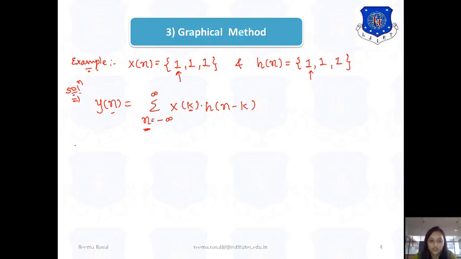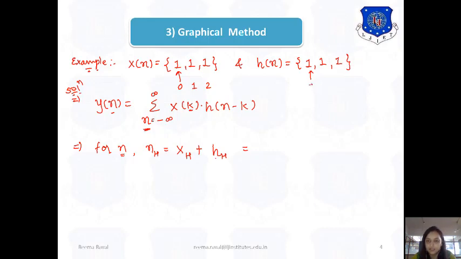First of all, let us define the range of n and the range of k. For the range of n, first we define the higher value of n, which will be the higher value of x of n, that is xh, plus the higher value of n for h of n, that is hh. In the data given, the arrow indicates the 0 position, this indicates 1, and this indicates the second position, that is n equals 2.